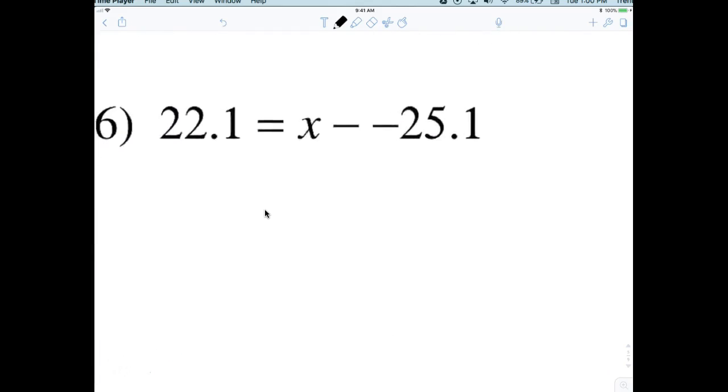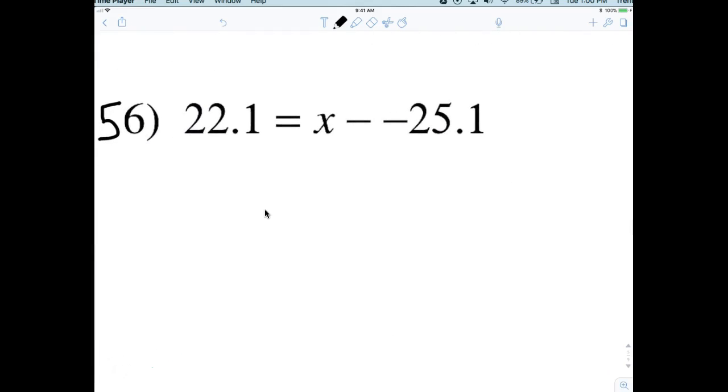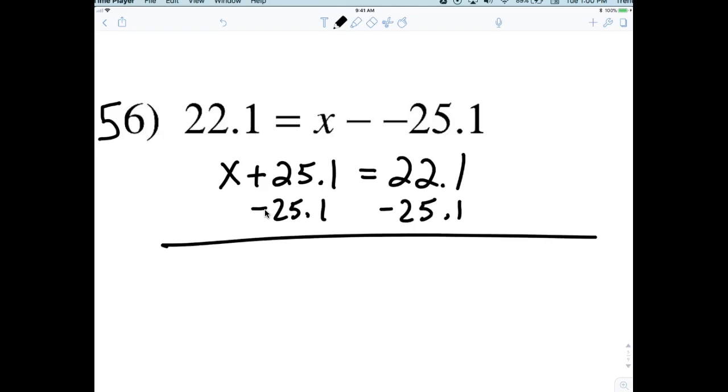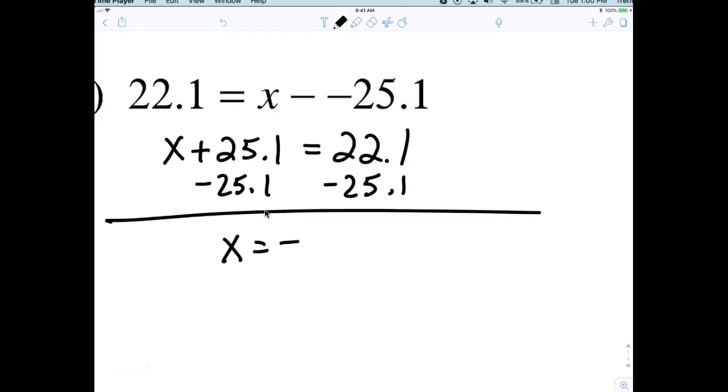56. Again, we see double negatives. So I'm going to rewrite it as x plus 25.1 equals 22.1. Now I subtract 25.1. Does everybody see that? Now, I really prefer that you're learning to say, hey, is it a positive or negative answer? Negative. Are we adding or subtracting? All right, you guys should be good now. Now, it's in the wrong order, right?